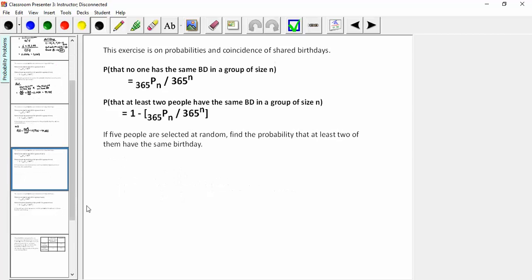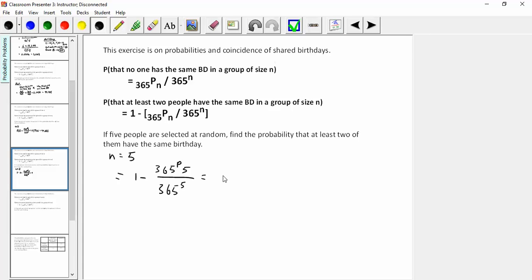All right, another boring birthday problem. Here we go. Now we got 5 people selected at random. Find the probability that at least 2 have the same birthday. Oh, we've flipped things around. 2 people have the same birthday. Now we're going to use our complement formula to find out what's the probability that 2 have the same birthday. Okay, we can do that. Let's see, n is 5. We said 5 people. So we've got 1 minus 365 permutation 5 over 365 raised to the 5th.